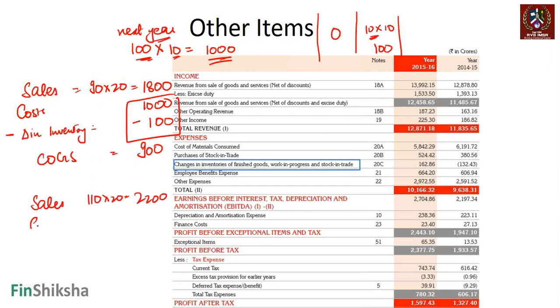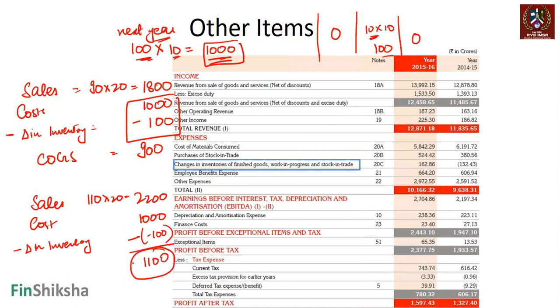That's 2200. The cost still shows 1000 because your bill is still 1000, right? You have to subtract the change in inventory. Now, what is the change in inventory? 100 would become 0. So the change in inventory is minus 100. So you will do a minus of minus 100. That becomes 1100. And 1100 matches with 2200.